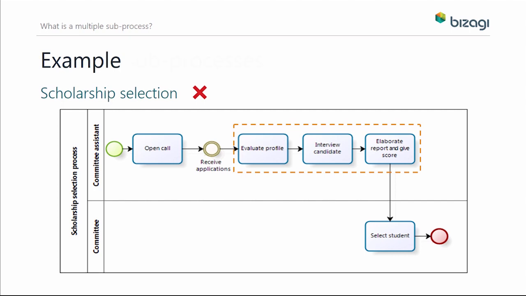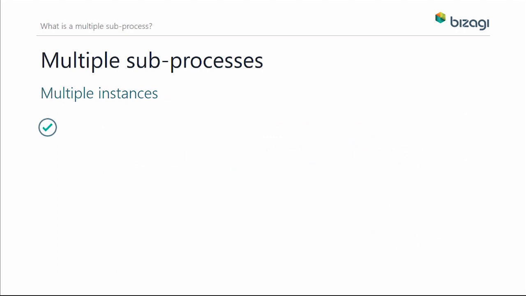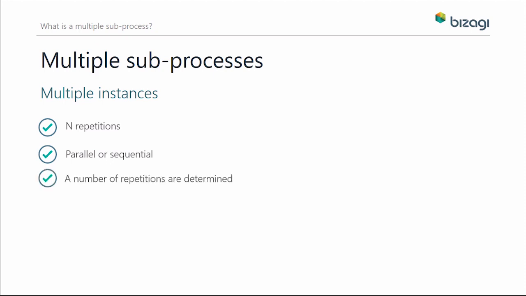A multiple sub-process enables the creation of multiple instances of a sub-process, i.e. multiple repetitions. These instances, or repetitions, are normally executed in parallel, but it is possible to do them sequentially. Additionally, these repetitions are determined or known prior to initiating a multiple sub-process. This multiple sub-process is represented as shown.